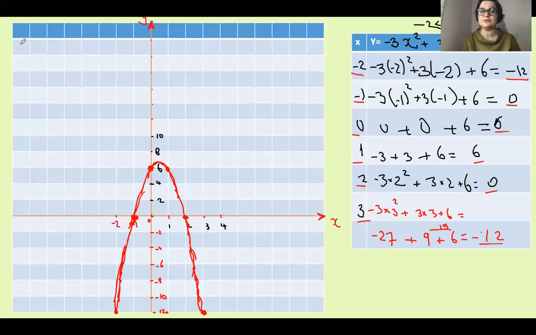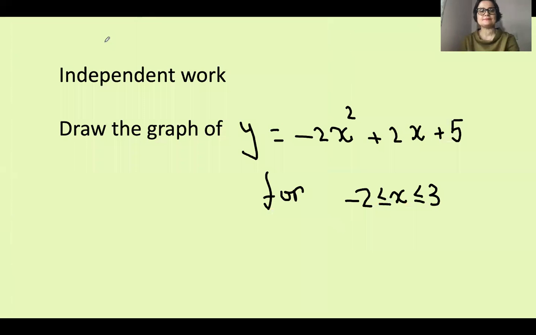Because the constant a was negative. So I think we've done a good job here. So now here is your independent work. Again, you're going to draw the graph of a quadratic function, y equals minus 2x to the power of 2 plus 2x plus 5 for values of x smaller than or equal to 3 and bigger than or equal to minus 2.